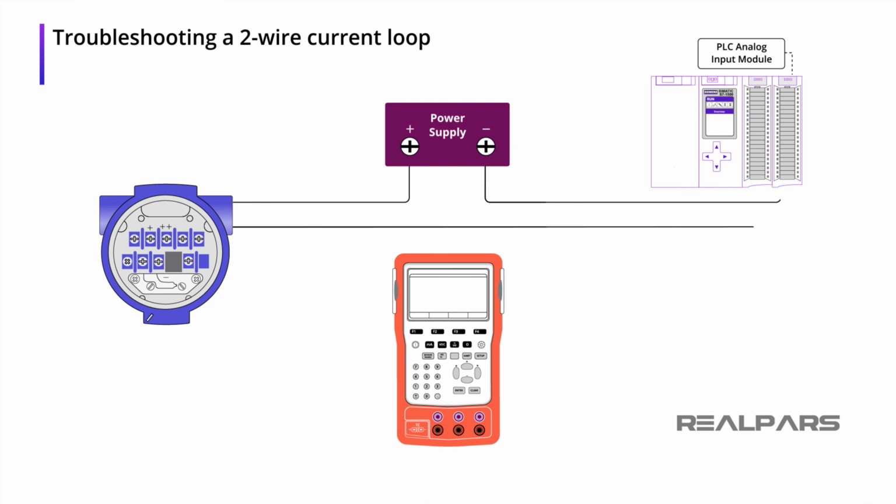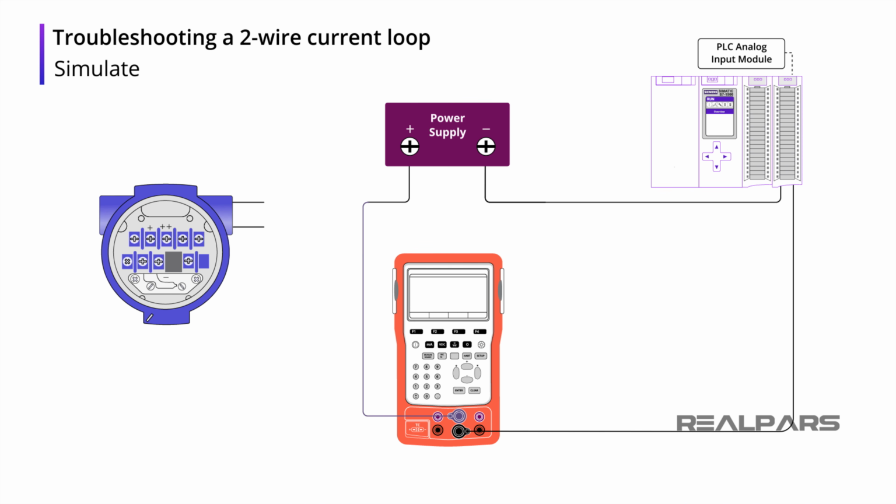Let's have a look at how the calibrator is connected in the 2-wire loop in simulate mode. In simulate mode, the transmitter is disconnected from the 2-wire loop and the calibrator is inserted in its place. Now we can simulate the 2-wire transmitter by adjusting the current output from the calibrator.